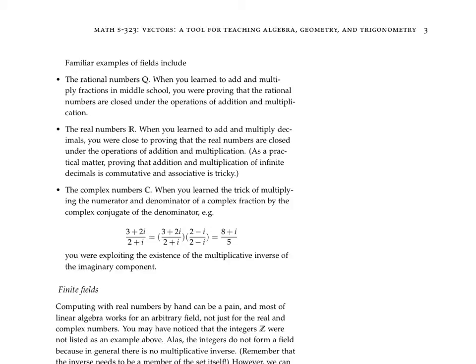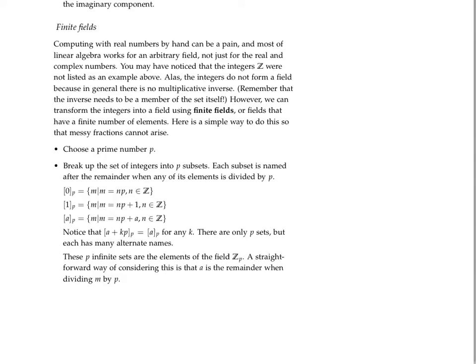However, there is a way to convert the integers into a field. They're called finite fields, and that's going to be the topic of our next section here. Let's take a look. Here's how you do it. The first step is that you have to choose a prime number p. Then you're going to break up the entire set of integers into p subsets, and here's exactly how you do it. Each subset is named after the remainder you get when you divide that integer by the prime number p.